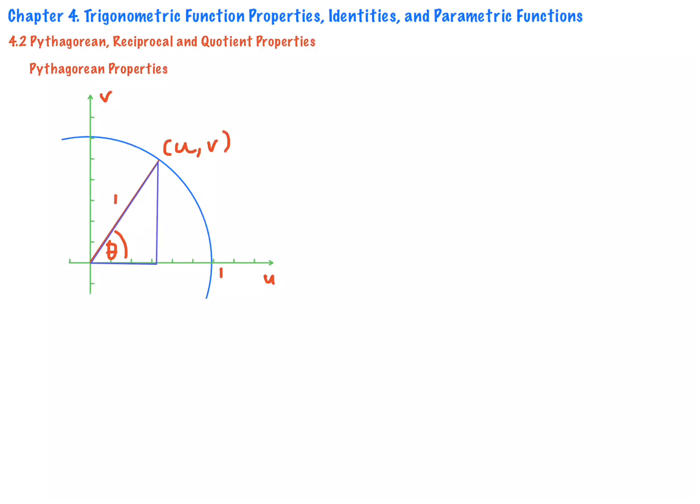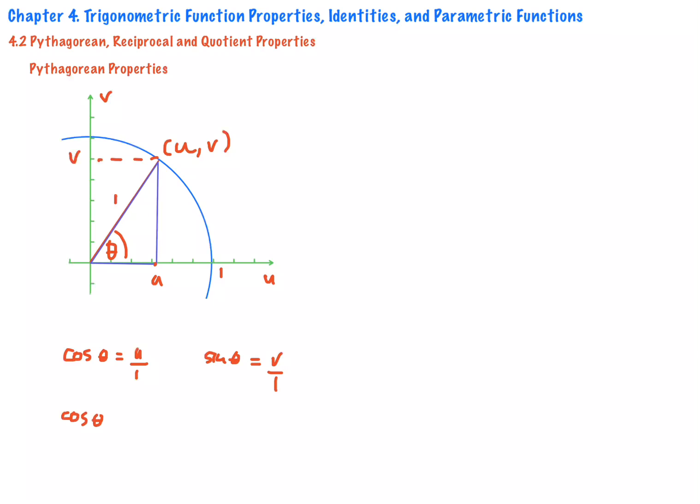So this is 1. If I put it cos theta or sin theta, and let's say that this is u, and then this one is v over here. So I can present that cos theta is equal to u over 1, and sin theta will be equal to v over 1.